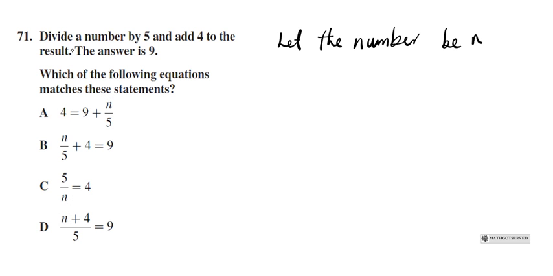So with the number, we divide the number by 5. So n divided by 5, we can write it like this. And then we add 4, plus 4. The result basically means equals 6. This is divide, add. All right? So remember, it's just the number that's been divided by 5, not the sum. All right? So the answer for 71 is option B. All right, let's move on to 72.